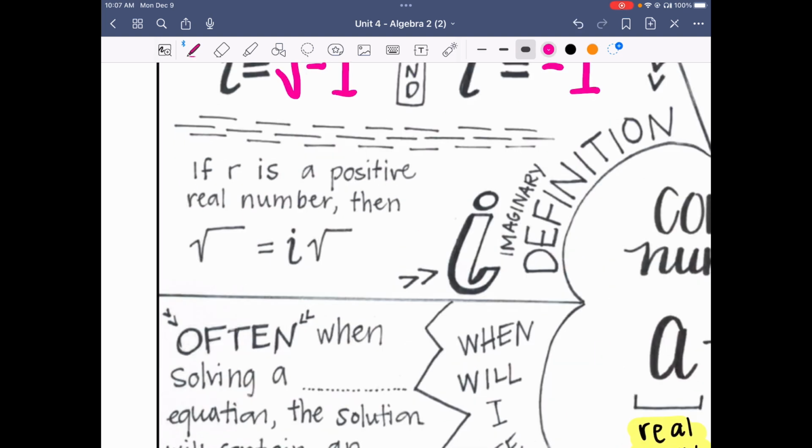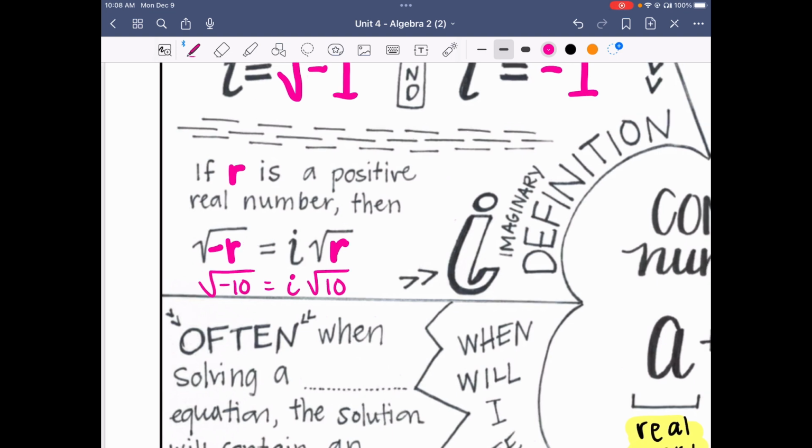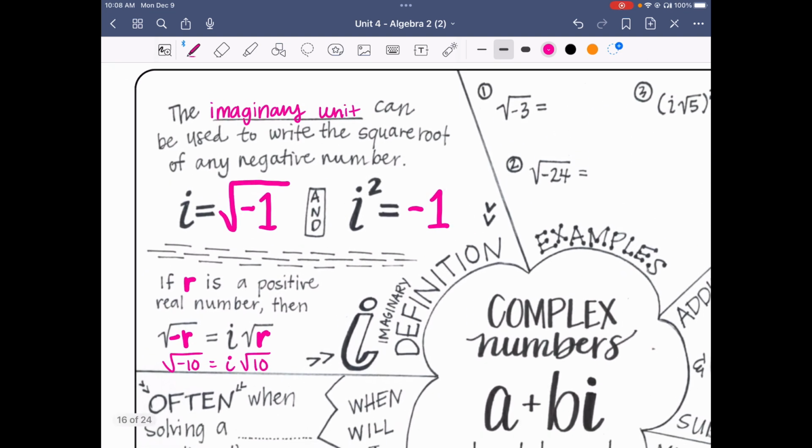So if we pretend that r is a number, if I had the square root of -r, I could rewrite that so that r is positive by taking the i out. So here's an example. If I had the square root of -10, I could rewrite this as i radical 10. Of course, if your radical can simplify, you should do that. We are going to now look at some examples. You are welcome to add anything that you want to this page before we move on.